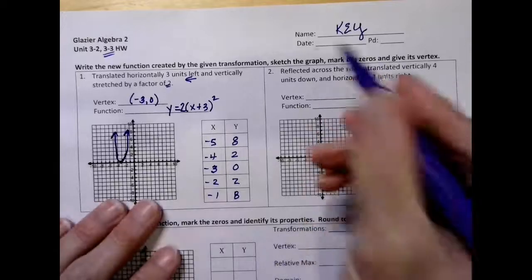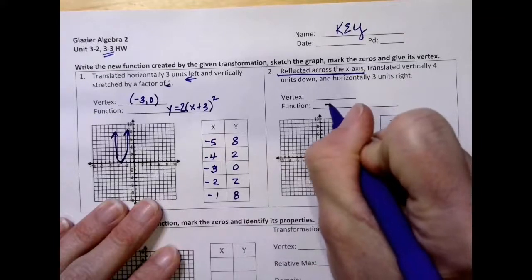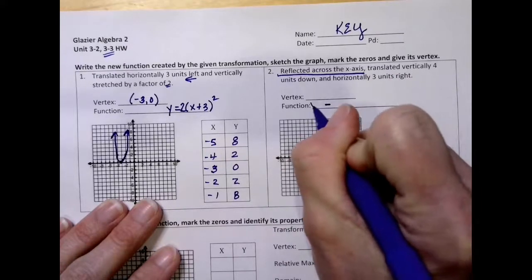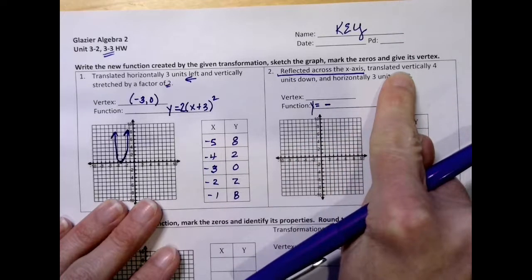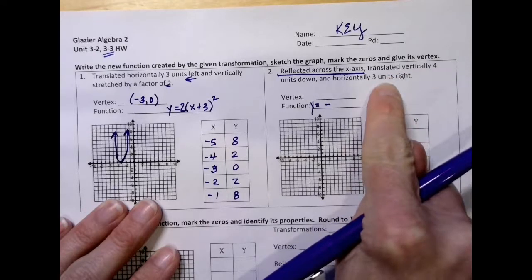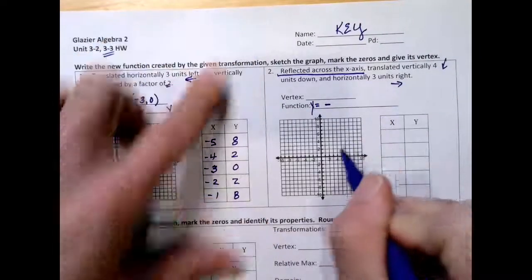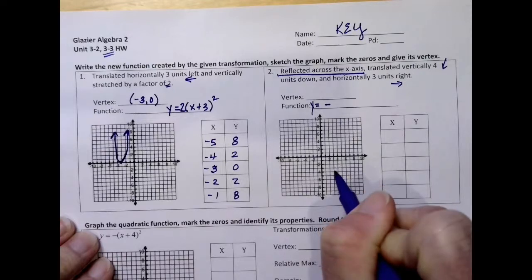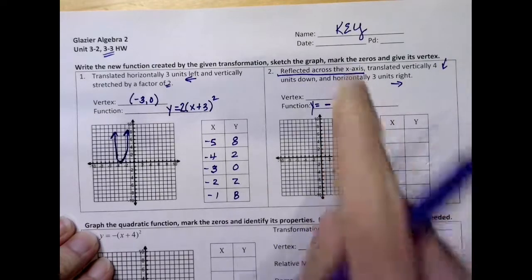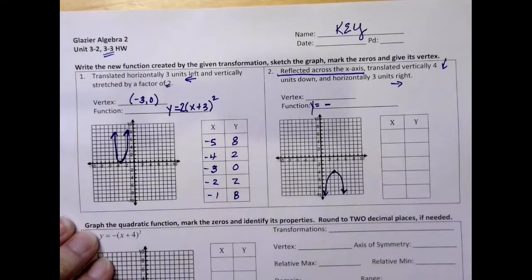Reflected across the x-axis. So this reflected is going to represent a negative out in front. So we'll go ahead and start our y is equal to, translated vertically 4 units down and horizontally 3 units right. So 4 down and 3 units to the right. If my vertex was at 0, 0, then 1, 2, 3 to the right, 1, 2, 3, 4 units down, and remember it's reflected, so my graph is going to be down like a frown.